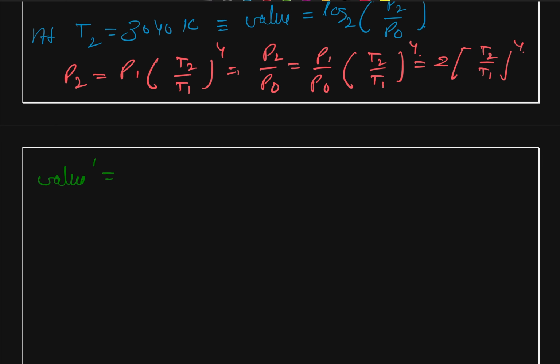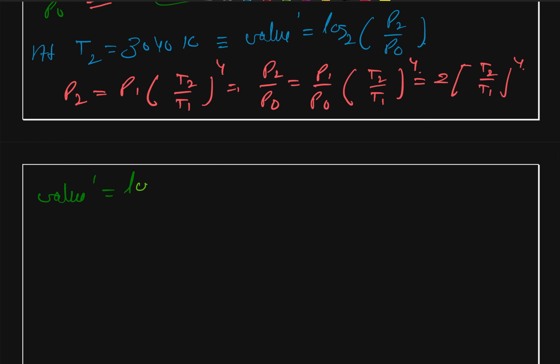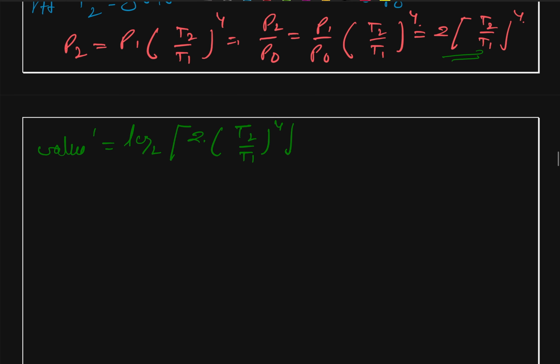is equal to log of 2, and in place of this P2 upon P0 we can write 2 times (T2 upon T1) whole raised to power 4. And we can use the logarithmic property. We can write this as log to the base 2 of 2 plus log to the base 2 of (T2 upon T1) whole raised to power 4, and this first term will be our 1.